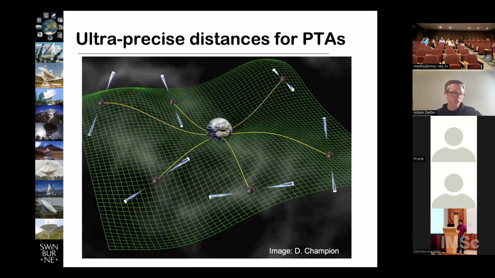And so the last thing, I seem to have done well in using more time than I said I would, but this is the last thing I wanted to talk about: ultra-precise distances for nanohertz PTA gravitational wave detection. So when we're talking about detecting a gravitational wave background, I'm sure this would have been covered earlier in the workshop already.